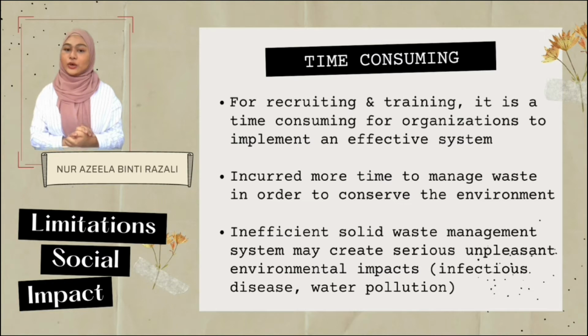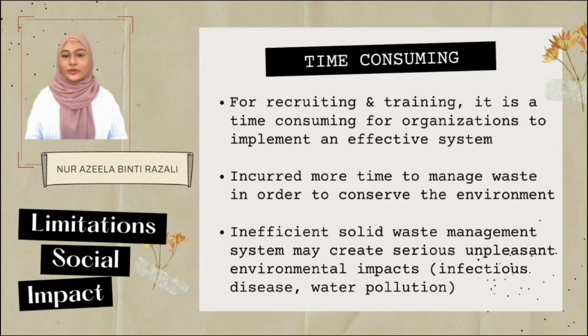Organizations have to do research in order to implement an effective system for training and recruiting the workers. Moreover, it will also incur more time to manage waste in order to conserve the environment. This is because there are problems such as an inefficient solid waste management system that may create serious unpleasant environmental impact, for example, infectious disease as well as water pollution. So that's all for social impact. To conclude, social impact is about an organization's responsibility and how it will affect society directly or indirectly. That's all from me, and I would like to pass this presentation to Ainul to continue on the next topic.